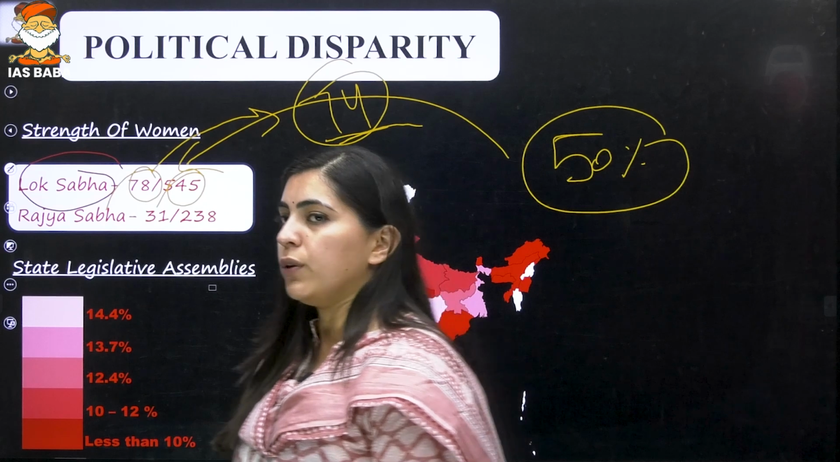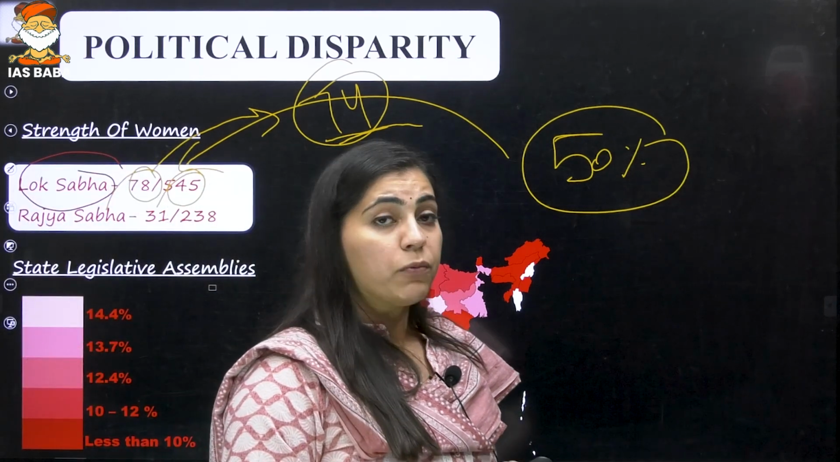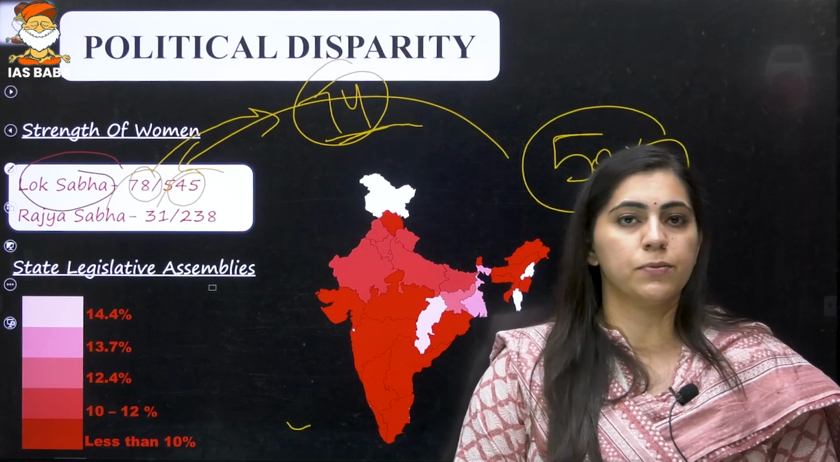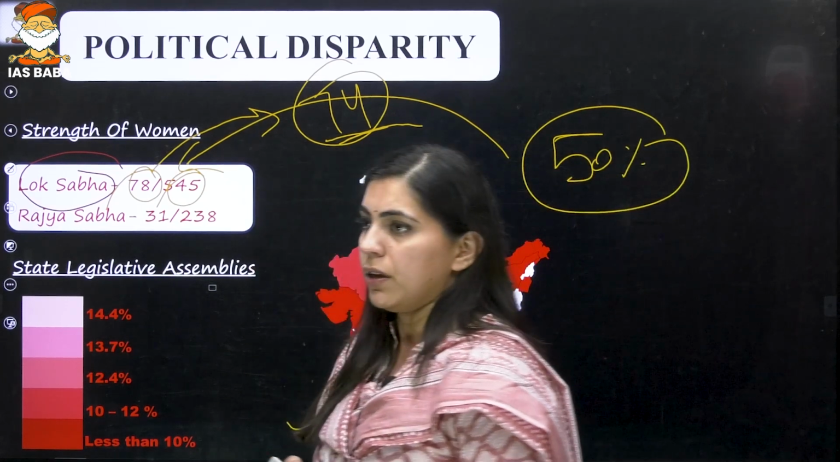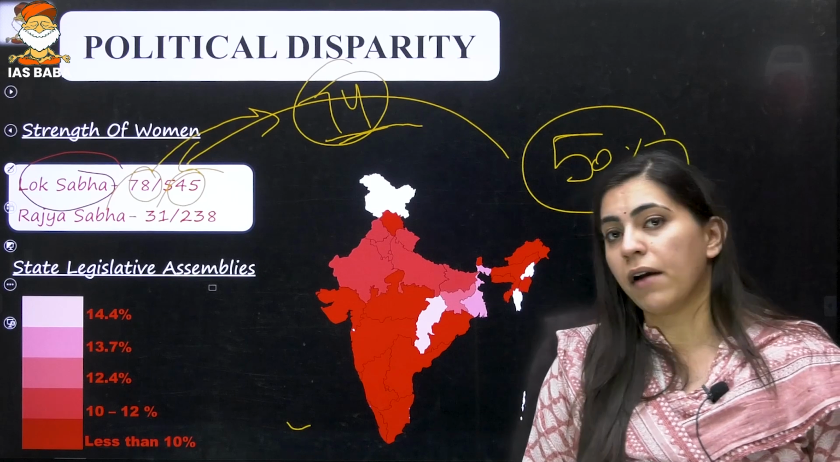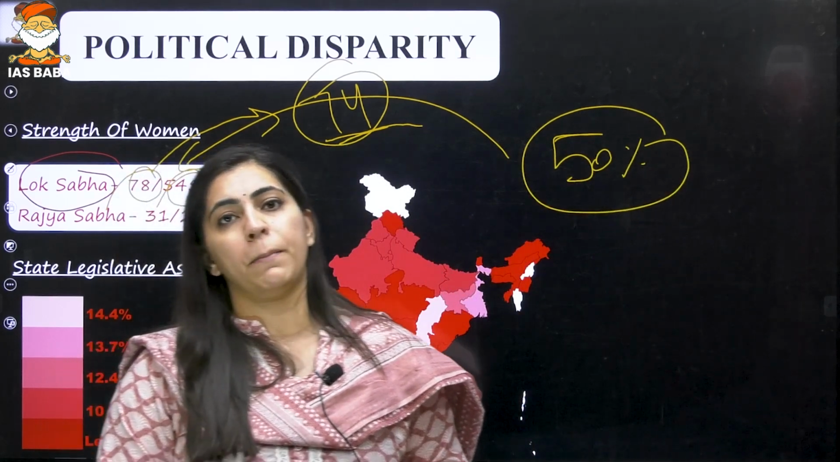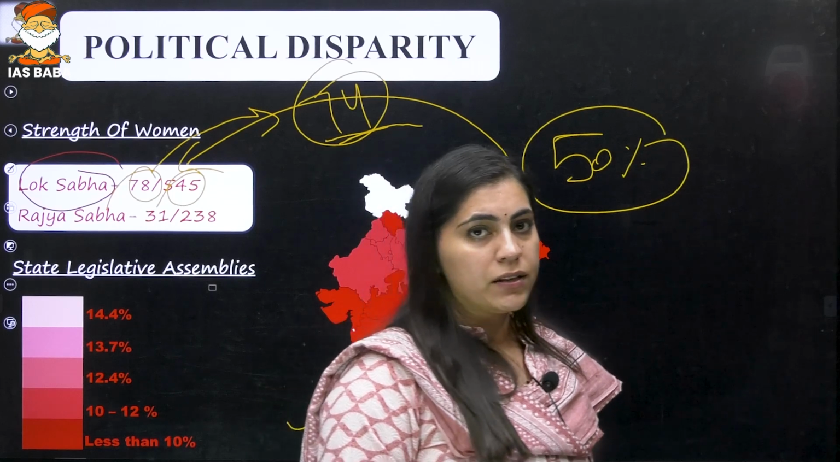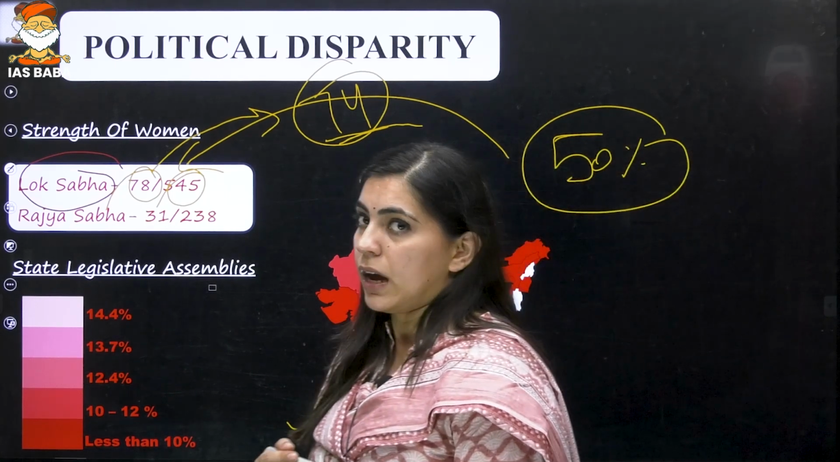And all of you know that there are almost 28 states in India, right? And we have only one woman chief minister. That is the CM of Bengal, Mamata Banerjee. So why can't the other states have a woman chief minister? Why are there not enough women parliamentarians? So these are some of the questions that we have to ask ourselves.